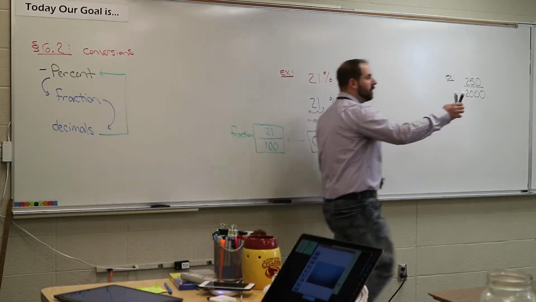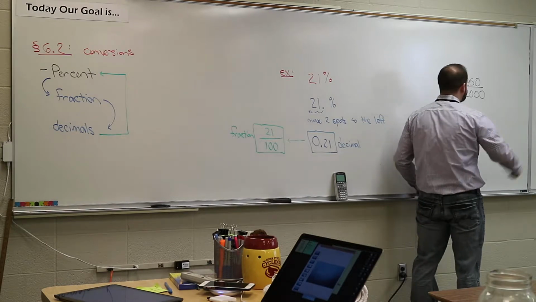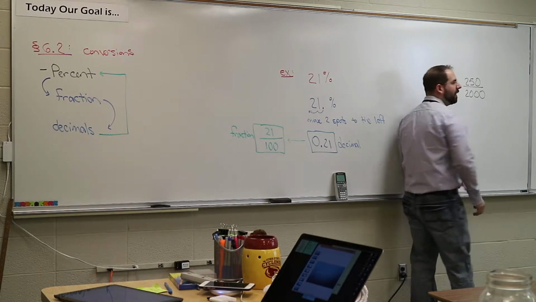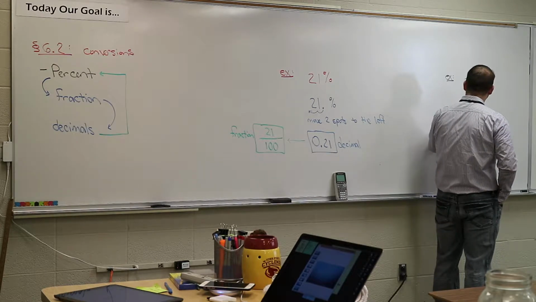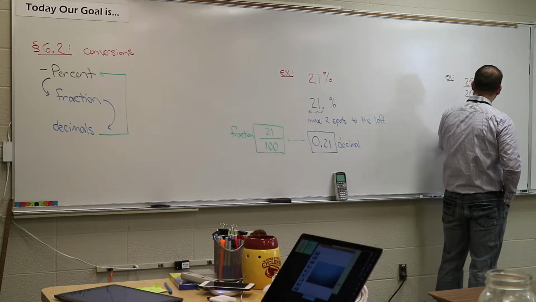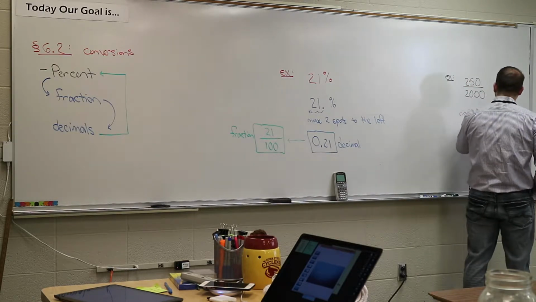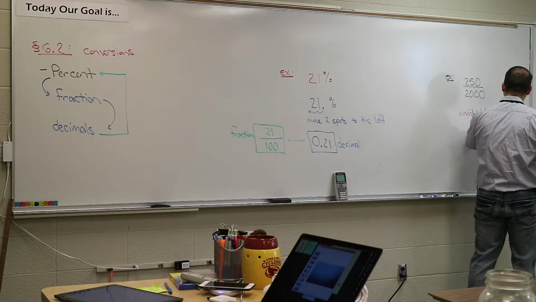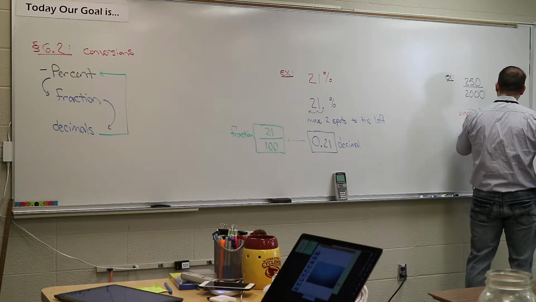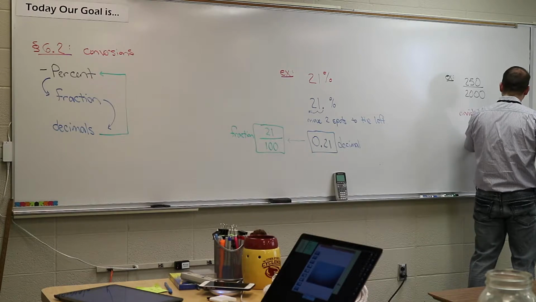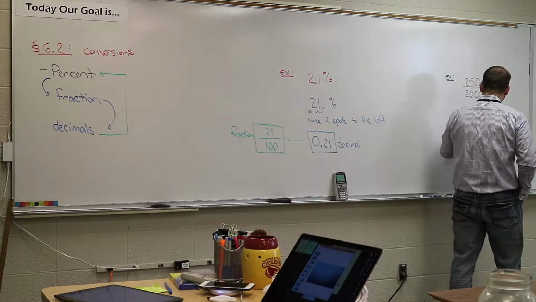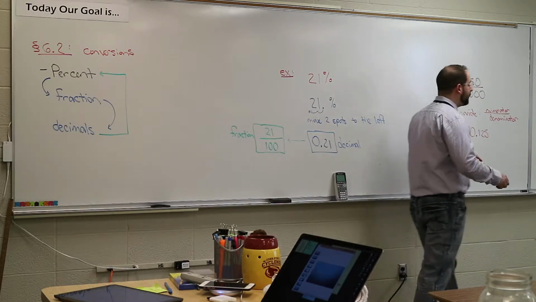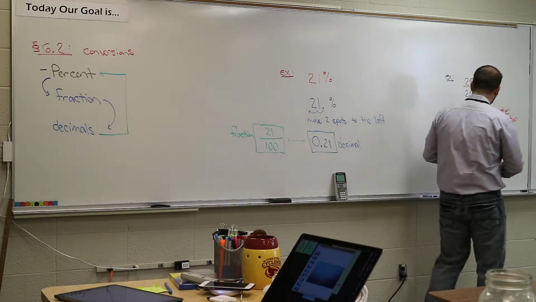Here's what I'd like you to do. On your calculators, you guys have one right now. Take 250, divide by 2,000. You're going to divide these right away. So divide the numerator by the denominator. 0.125. All right. That's your decimal form, so this is in decimal.